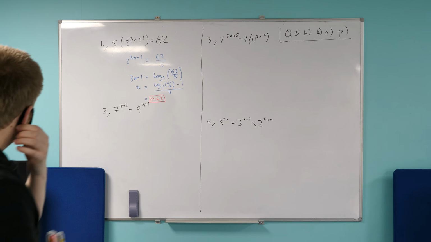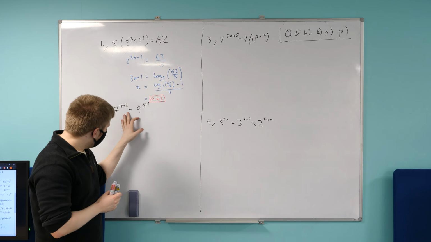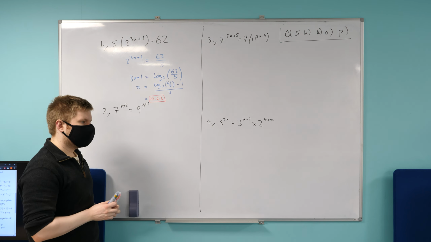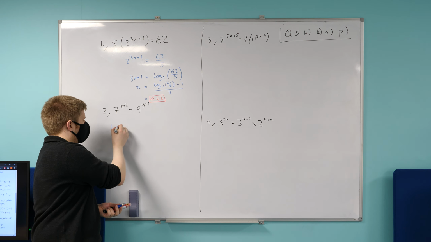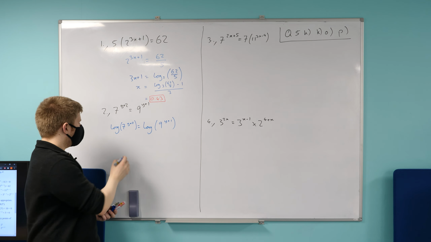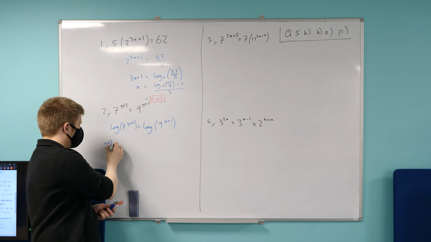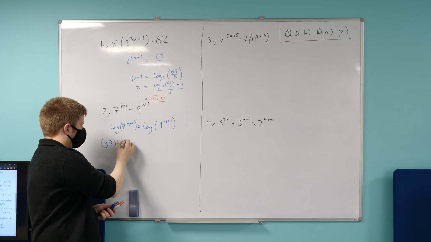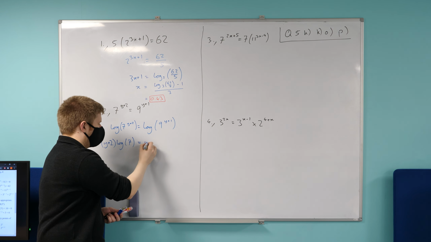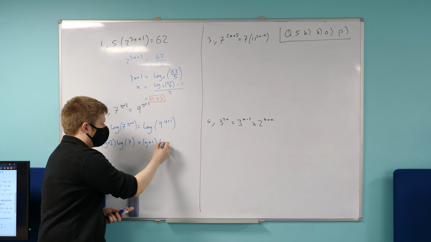Okay. What about the next one then? 7 to the power of y plus 2 equals 9 to the power of y plus 1. Log, yep. Log 7 to the y plus 2 equals log 9 to the y plus 1. So in other words, you just took the log of both sides. Perfect. Now what? y plus 2 log 7 equals y plus 1 log 9. Perfect. So just using that third law of log to bring the power down.